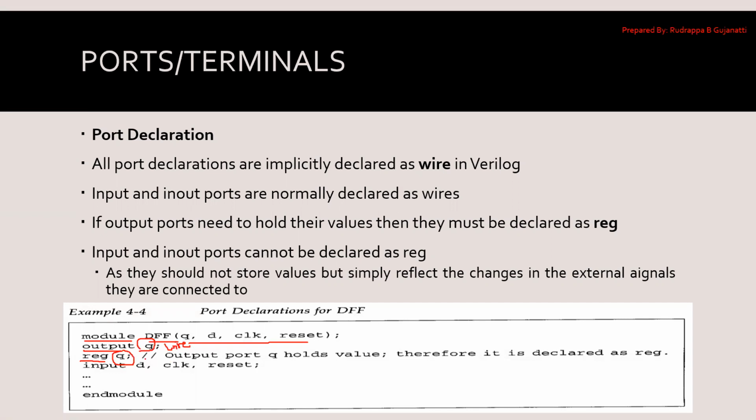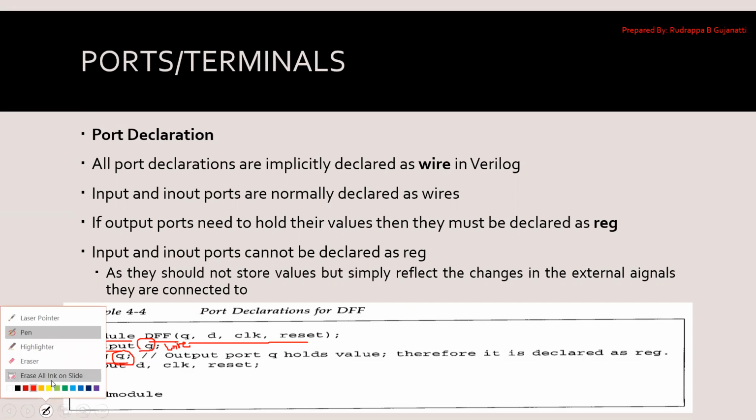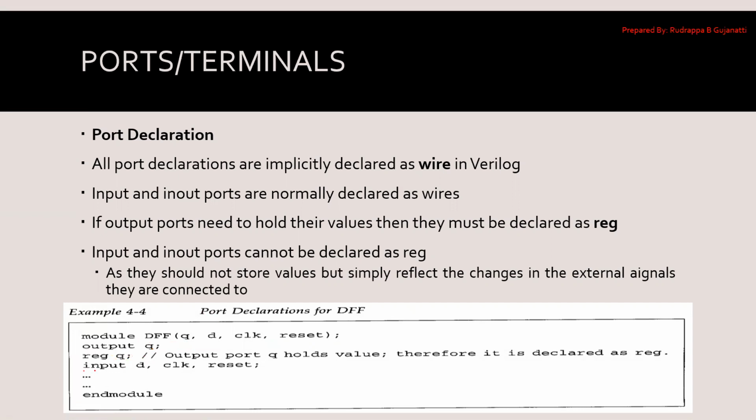Since Q has to store the value, because it is a D flip-flop that we are talking of, I have to declare it as register data type. Then you can see that we have input D, clock, and reset. By default, all are 1 bit. Then whatever implementation has to be done can be done in this part.